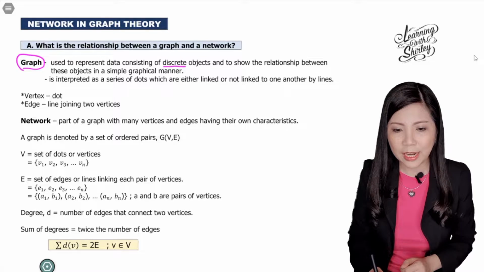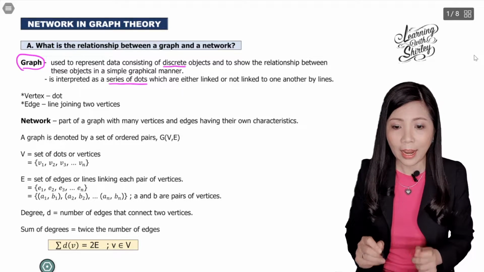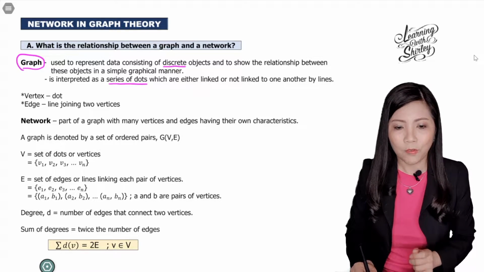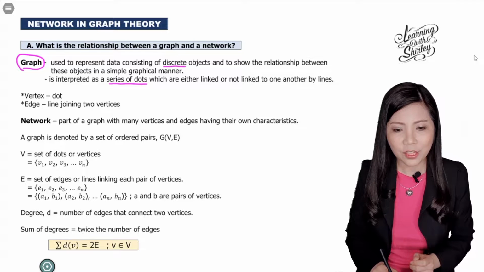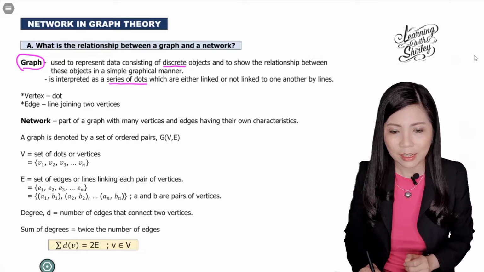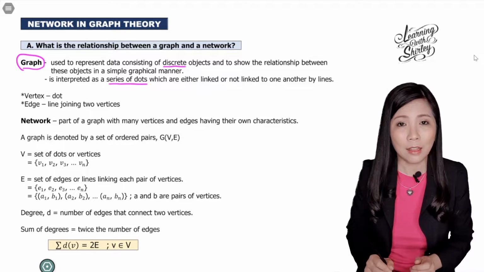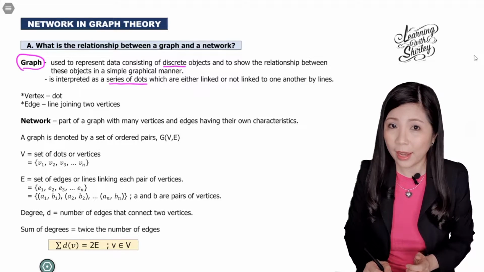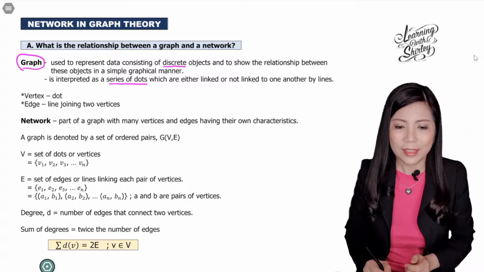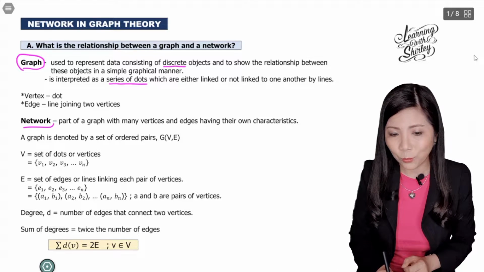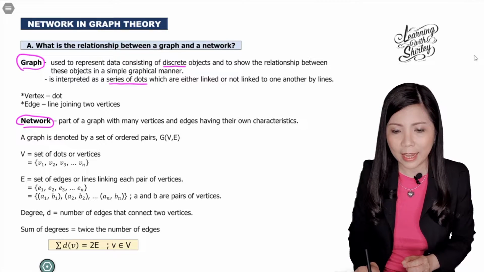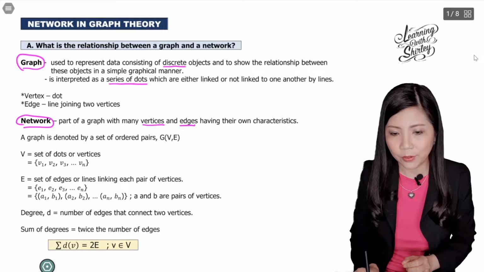A graph is interpreted as a series of dots which are either linked or not linked to one another by lines. So vertex means dot and edge means a line joining two vertices. In this chapter we get to see a lot of V's and E's in the examples and also the questions. So what is a network? A network is part of a graph with many vertices and edges, having their own characteristics.